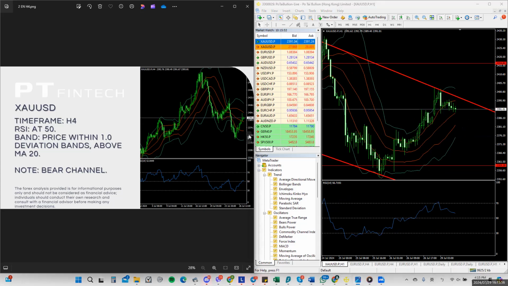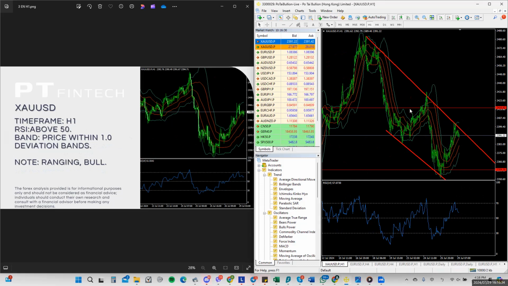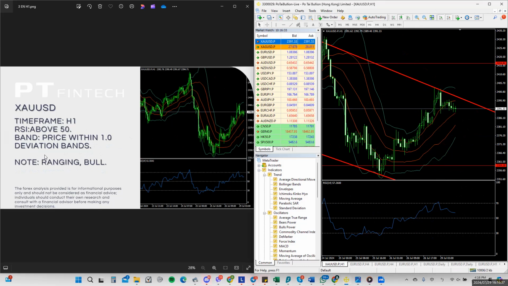Okay, let's take a look at H1. RSI for H1 is above 50 right now, and the bands, the price within 1.0 deviation bands. So overall, this seems to be more of a bullish setup. You see prices above MA20, and RSI is still above 50. This is more of a bullish setup. So with this bullish setup, be very careful. We're still within a bear channel on a bull setup, so it's ranging bull.